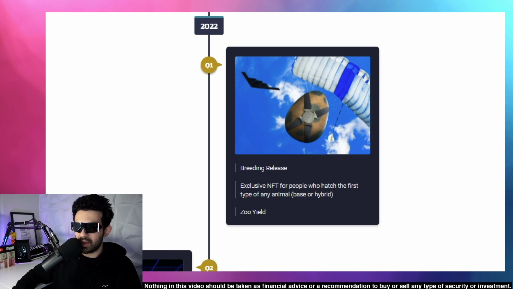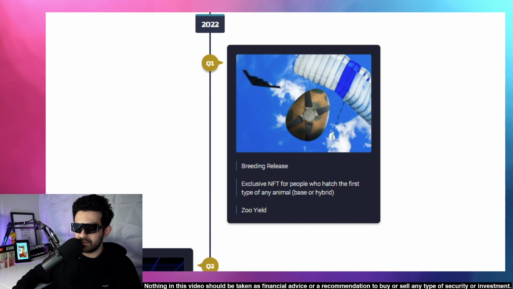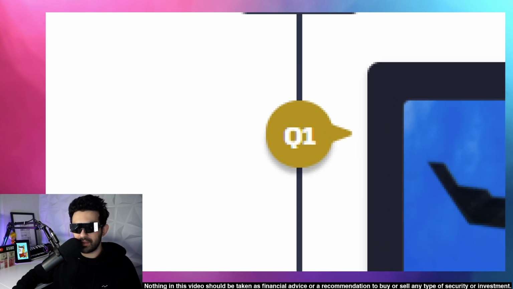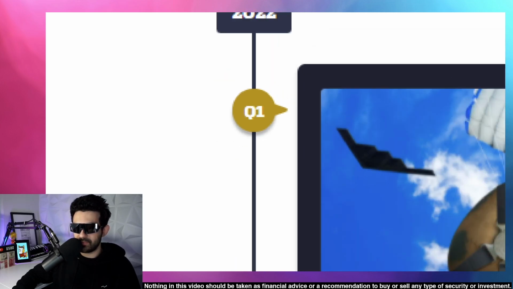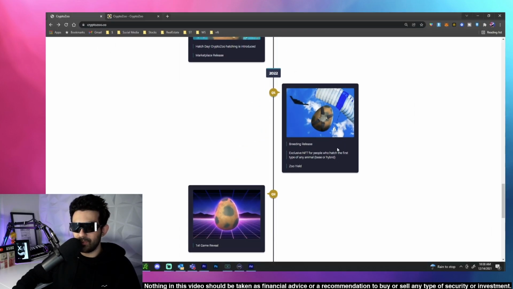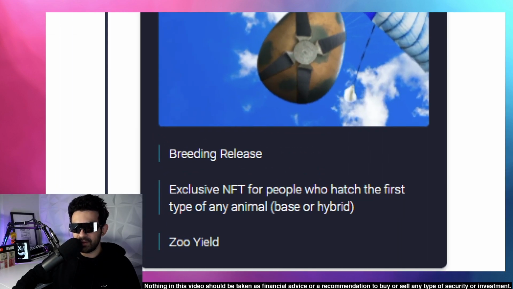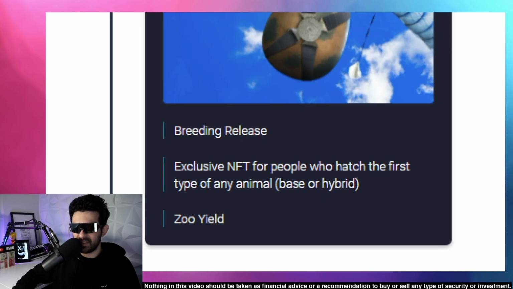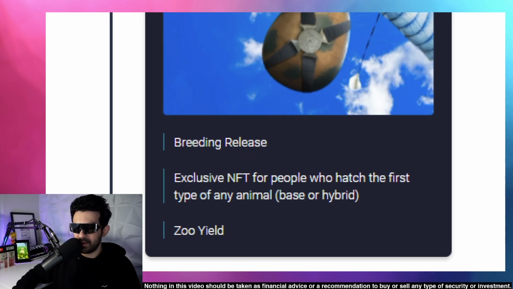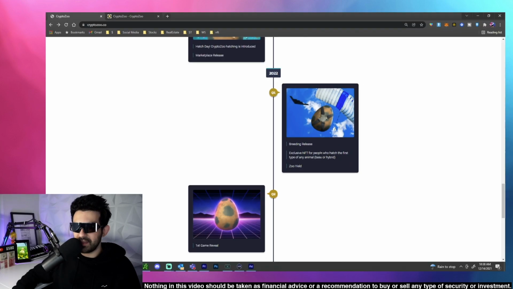2022 coming right around the corner. Breeding release. This is Q1. All right, Q1 means within the first 3 months. So no specific dates or anything, but in Q1: breeding release, exclusive NFT for people who hatch the first type of any animal, base or hybrid. We talked about that just now. And zoo yield.